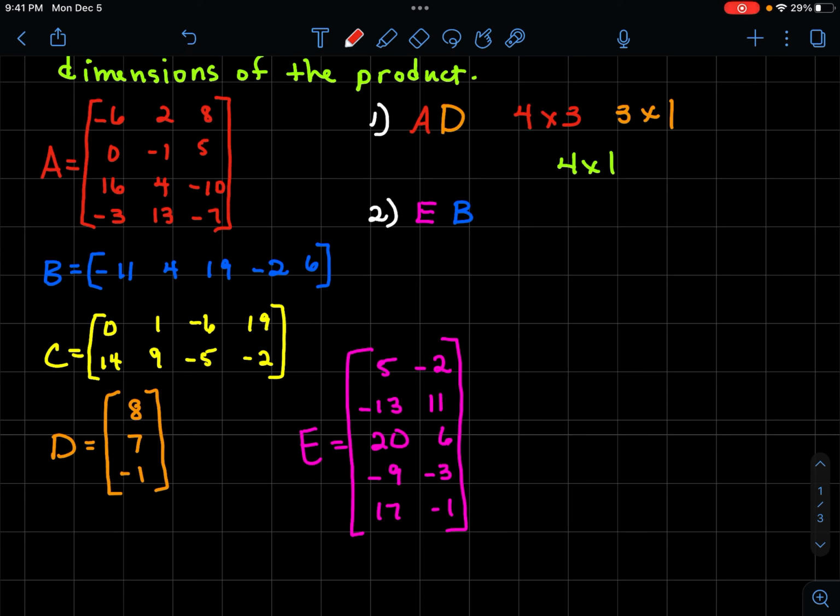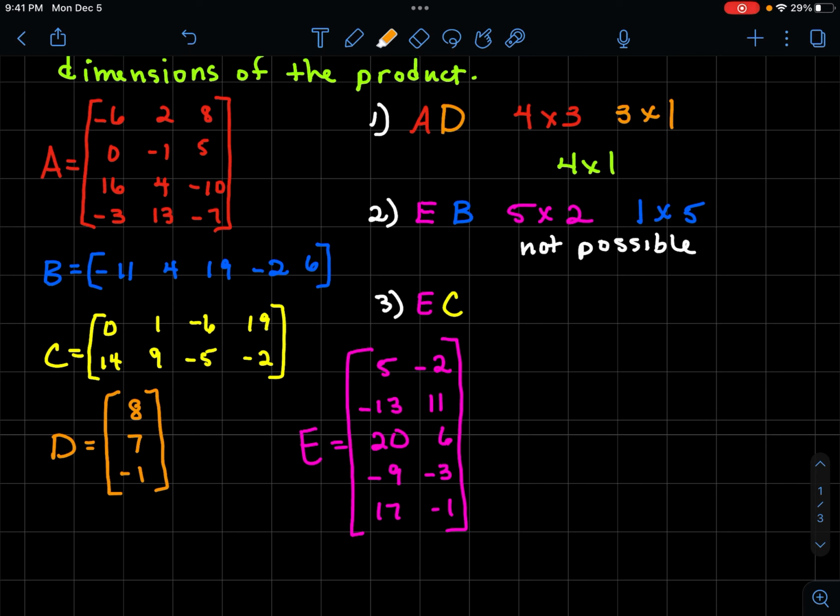Here's a second example. Let's take matrix E multiplied by matrix B. Again, we need to check the dimensions of the matrices first. For E, there are 5 rows with 2 columns. In matrix B, we have 1 row with 5 columns. What you should notice is that the columns and the rows do not match in this particular setup, so this is not possible. There cannot be a product between these 2 matrices.